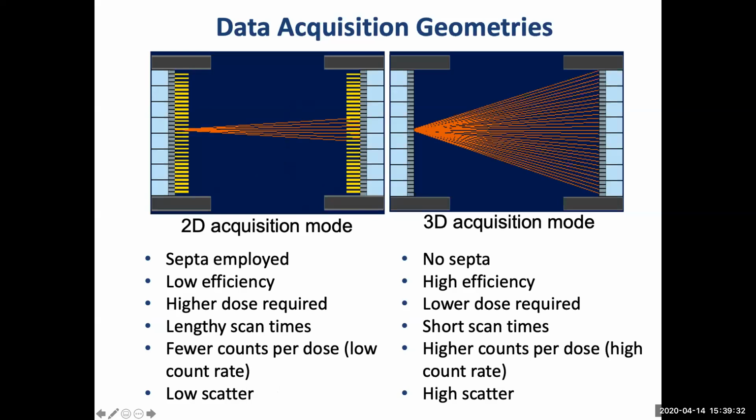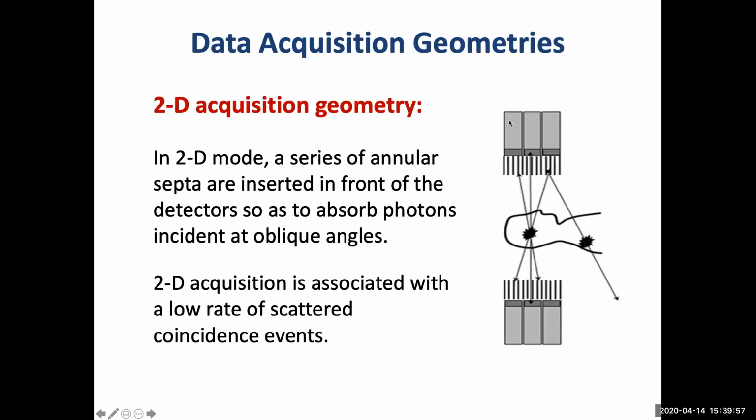In the 3D acquisition mode, we have no septa. We have high efficiency, more counts detected. We have a lower dose required because we have enough counts, and higher counts per dose, higher count rate, and shorter scan for sure. But the problem here is that we have higher scatter because we don't have septa, so we need to correct scatter in this mode. So this is just to explain the 2D acquisition, and with the collimator, how it absorbs the scatter.